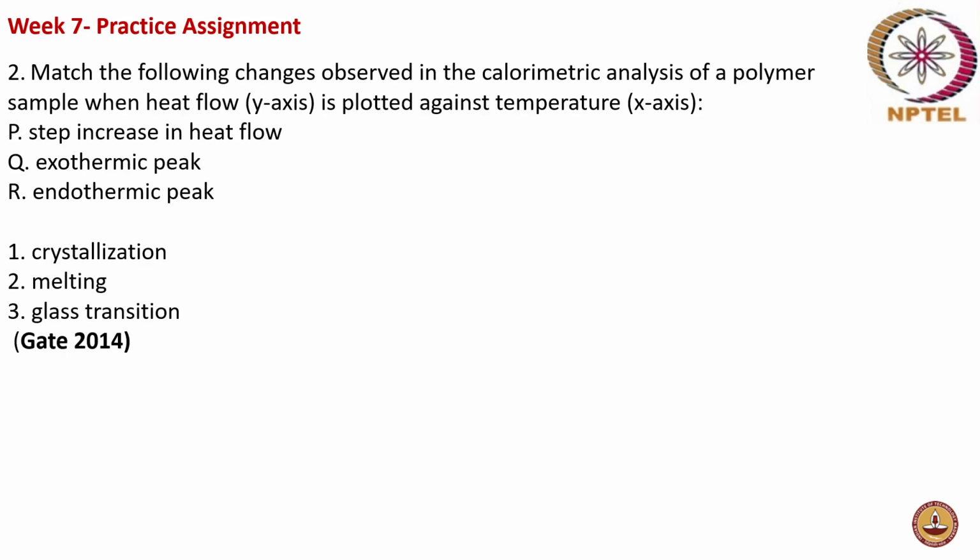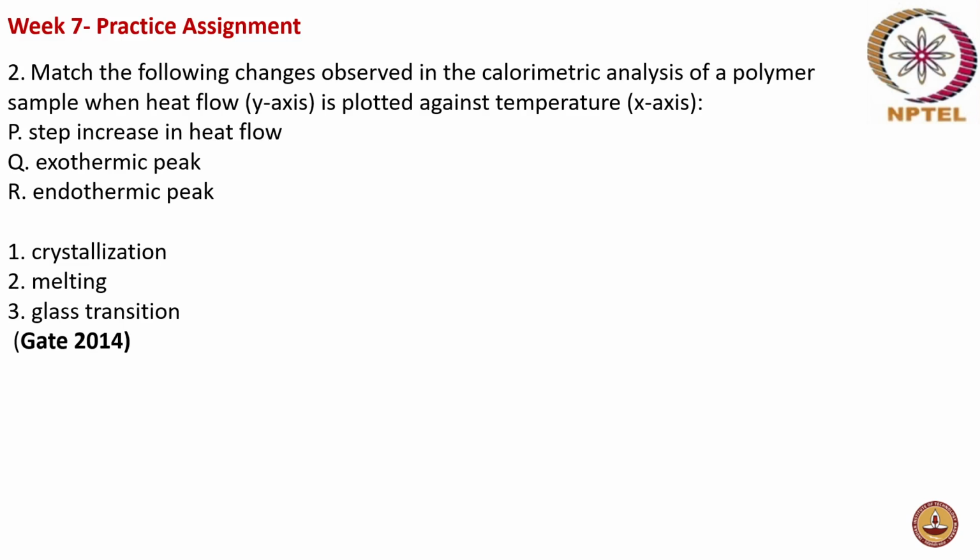Next, question number 2. Match the following changes observed in the calorimetric analysis of a polymer sample when heat flow is plotted against temperature. Basically, these are the changes observed during differential scanning calorimetry. So what are the changes given, and what are the corresponding phenomena happening for that particular change? First, P, Q, R. P is step increase in heat flow, Q is exothermic peak, R is endothermic peak.